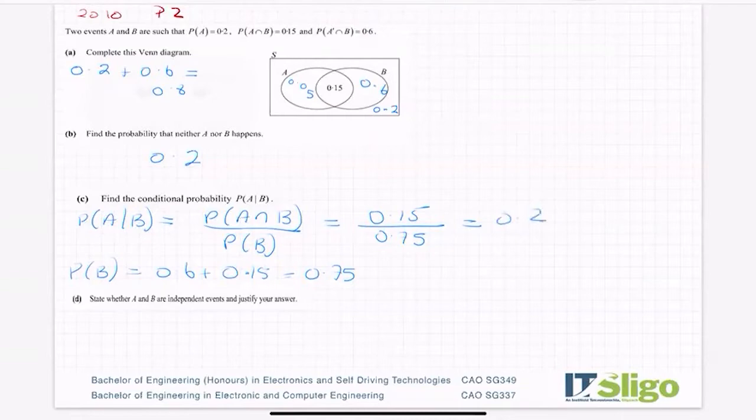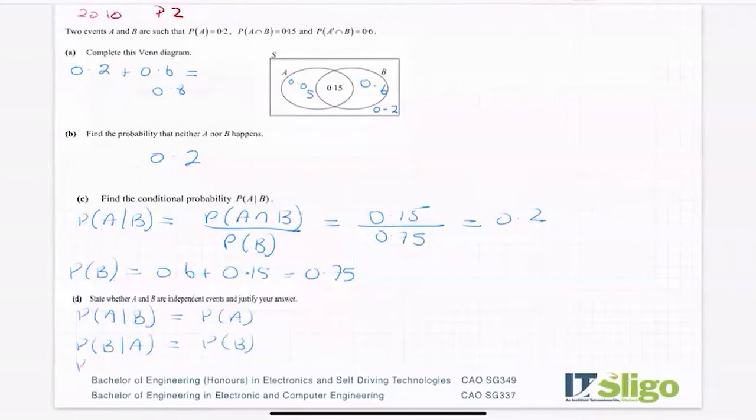Okay, lots of 0.2s. Okay, state whether A and B are independent events. Okay, so 3 formulas for independent events. The probability of A given B is equal to the probability of just A, okay? And that's what independent events mean. The fact that B occurred has no bearing on the probability of A. And of course, the reverse is also true.